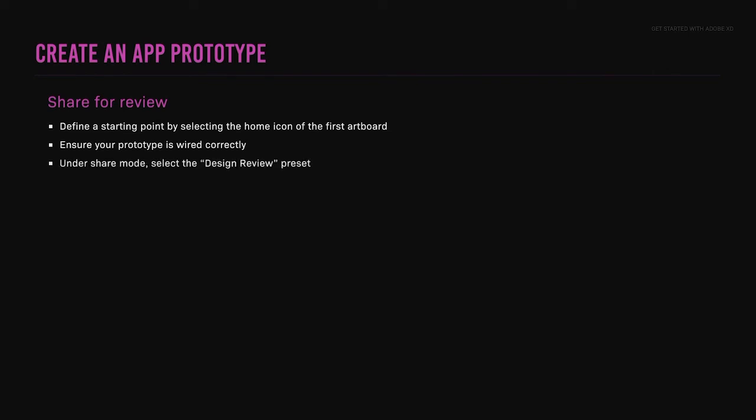So once you have your Lo-Fi prototype ready and you'd like to receive feedback from stakeholders, you can share your XD prototype for review. To do that, you define a starting point by selecting the home icon of the first artboard, and then you ensure that your prototype is wired correctly. Then when you're ready to share, you switch to share mode and select the design review preset. And once you've determined you have the correct link access, you can share your design with stakeholders for review.